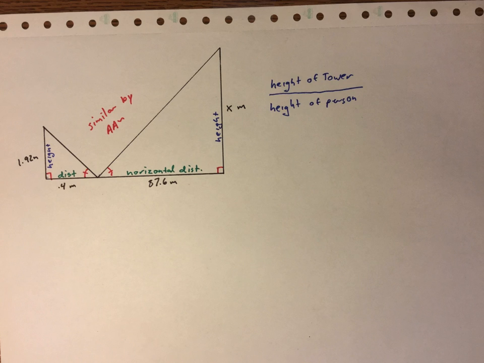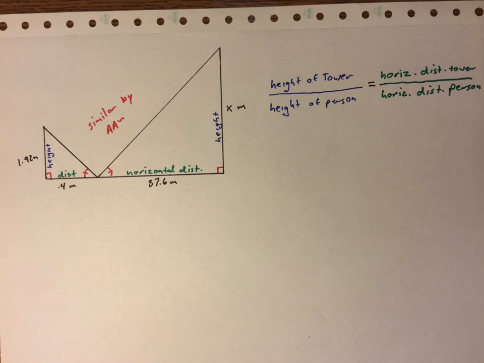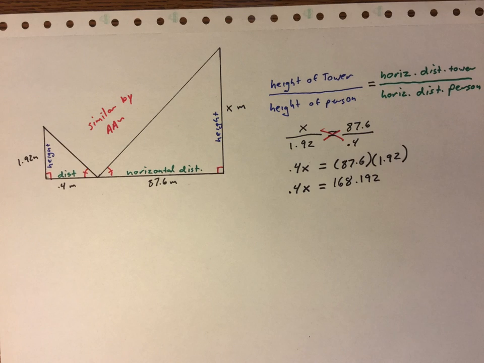We know that the ratio of the tower to person, in terms of their height, must equal the same ratio as the horizontal distances. So then we'll sub in the unknown and the known, and then we'll solve in the usual way using cross multiplication. So we get a height of 420.48.